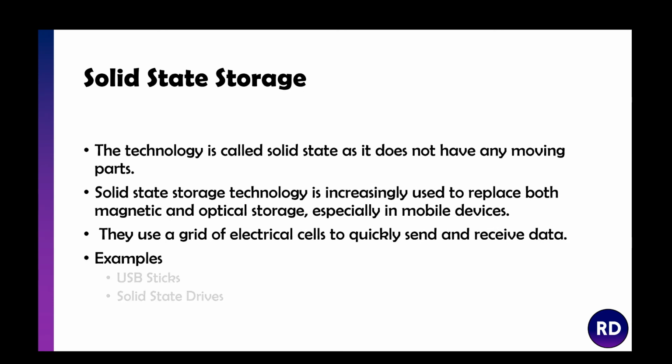Now next one we'll look at is solid state storage. So this is called solid state as it does not have any moving parts. If you think about optical, that's got a spinning disk, it's moving all the time. Now solid state storage technology is increasingly used to replace magnetic and optical, especially in mobile devices. They use a grid of electrical cells to quickly send and receive data, so solid state drives and USB sticks, SD cards, things like that.